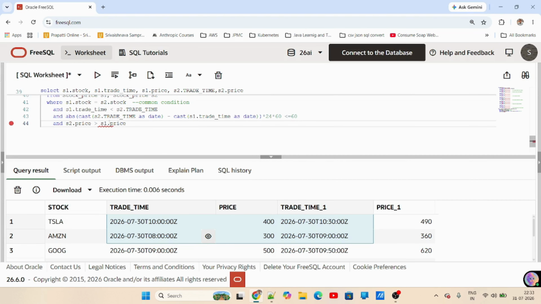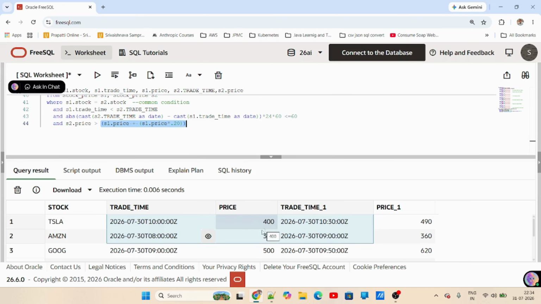I will do S1 dot price plus S1 dot price into more than 20%, right? So I'm just adding 20% to the S1 price. So here S2 price should be greater than the S1 price plus 20% of the S1 price.